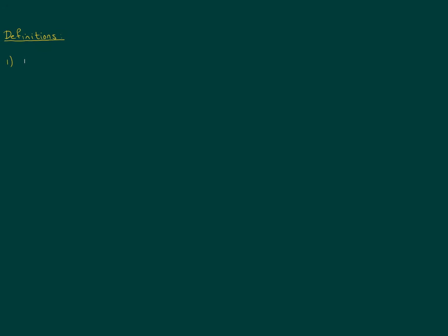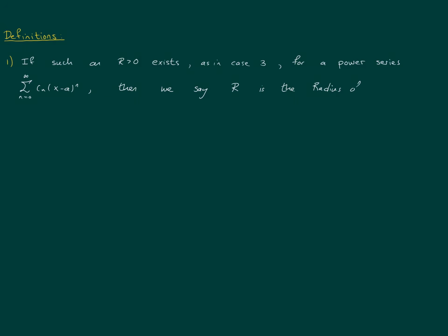First definition: if such an r greater than 0 exists, as in case 3 in the previous theorem, for a power series sum n from 0 to infinity, Cn (x minus a) to the n, then we say r is the radius of convergence of this power series. Okay, radius of convergence.